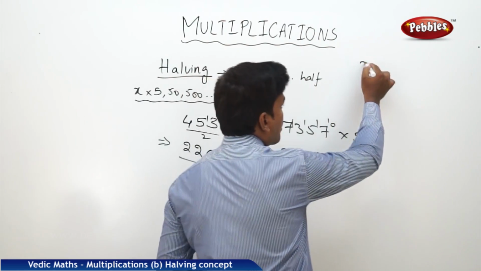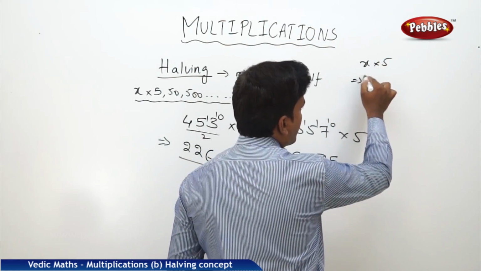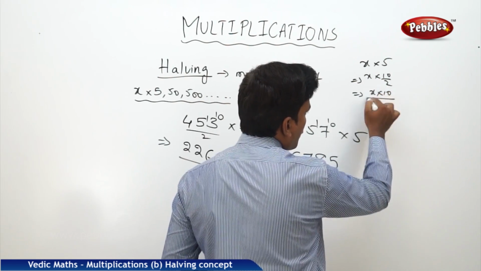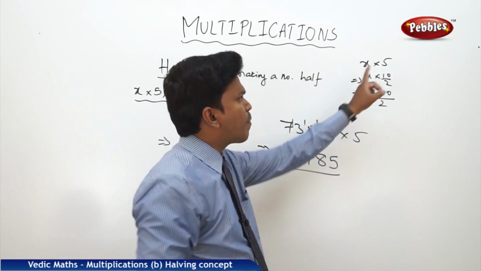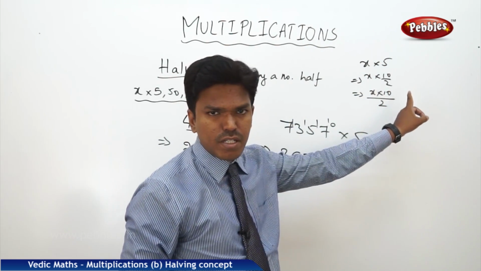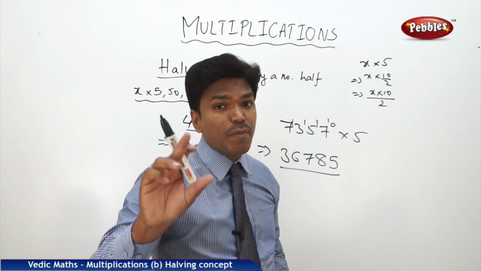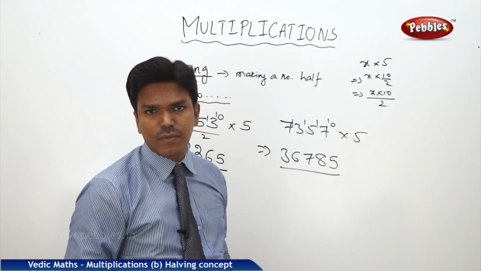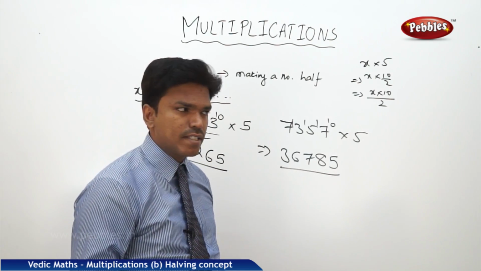Suppose I want to multiply any number by 5. Can I write 5 as 10 by 2? Yes or no? Which is nothing but x into 10 by 2 on the whole. Suppose I want to multiply any number by 5, I can simply multiply the number by 10 first. Yes or no? Multiplying a number by 10 is nothing but putting a 0 at the end. Right? Yes or no? Yes.